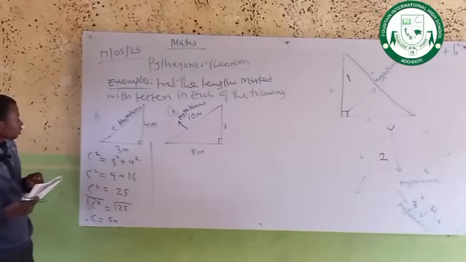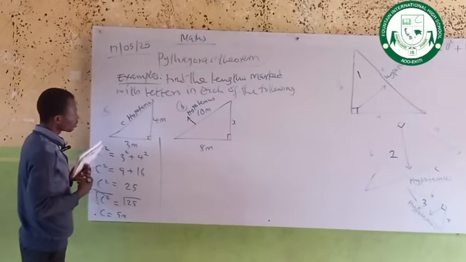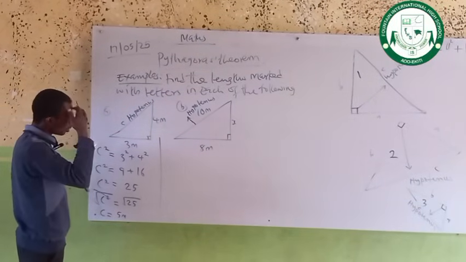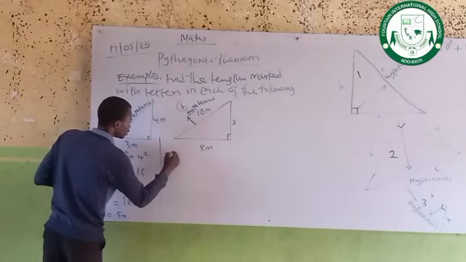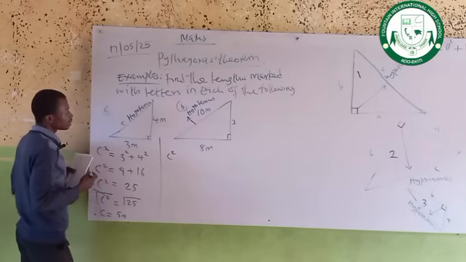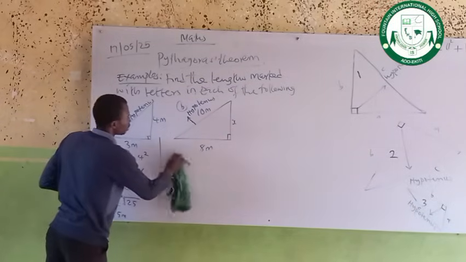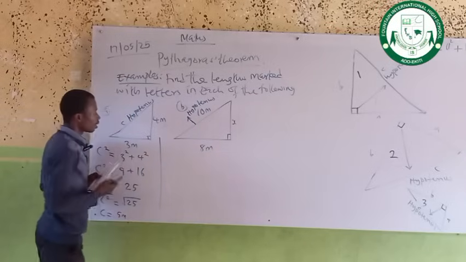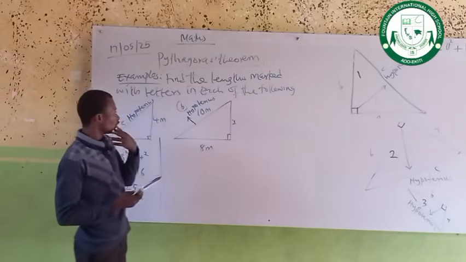Let's look at question B. The hypotenuse there is also unknown. Let's say the hypotenuse is C. Sorry, the hypotenuse is 10 meter, and the other side is 8 meter, then the third side is unknown.